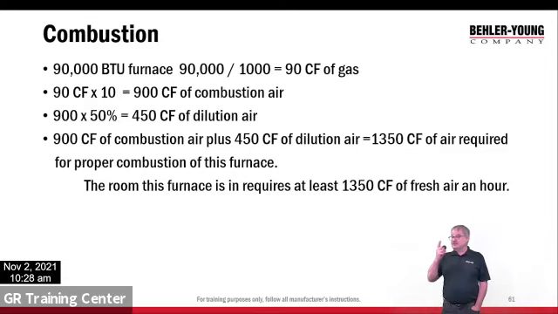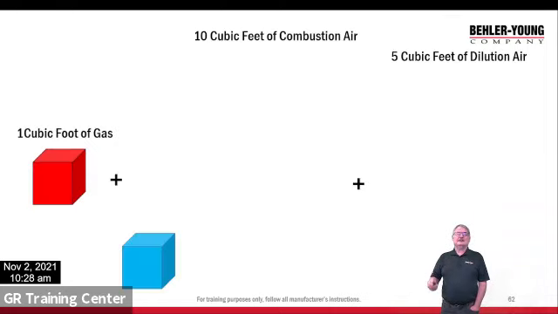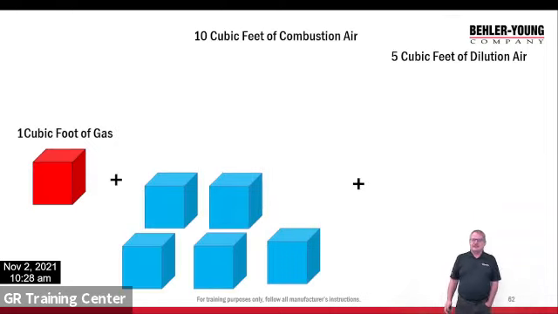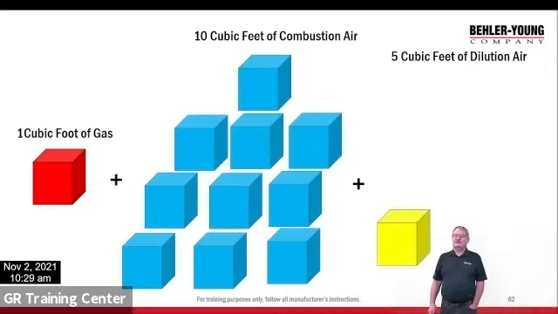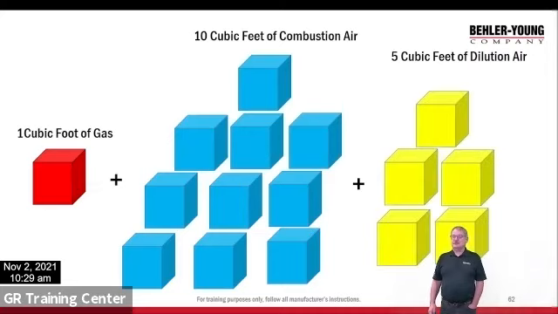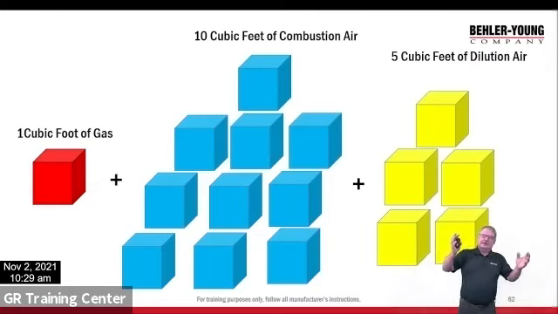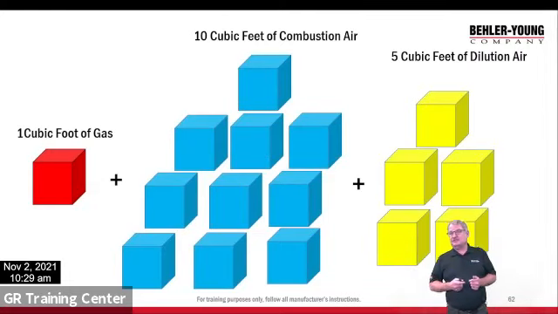Okay, so this is where this comes in. You know, we're in a tiny little room. So let's take a look at it, just kind of visualize here. One cubic foot of gas requires 10 cubic feet of combustion air and 5 cubic feet of dilution air. So this just gives you an idea of volume. But in that particular furnace we just looked at, it's this times 90.